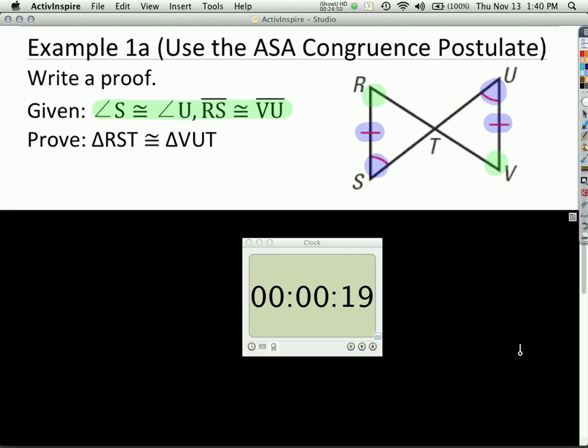Remember, you're not allowed to use angle, angle, side yet, so we can't use that. It has to be angle R and angle V. You might want to use your cheat sheet. Okay, give me a thumbs up if you think you and your investigative team have found a way to prove it.